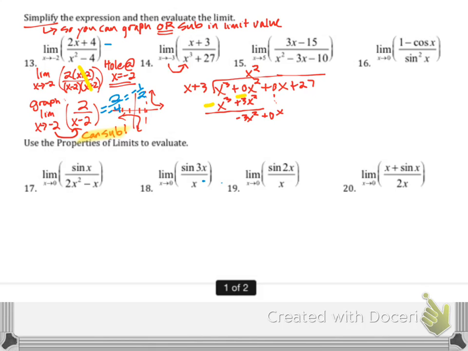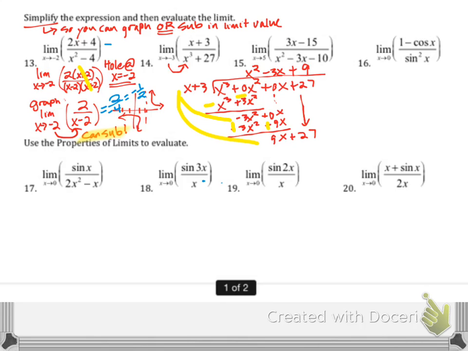Figure out how many times x goes into negative 3x squared. So if you're wondering where I'm at, right there. It goes in negative 3x times. We multiply by that negative 3x times x plus 3, and we get negative 3x squared minus 9x. And then we subtract, which means change the signs. And we get 9x for sure. We bring down the 27 like this. And figure out how many times x goes into 9x. It's 9.